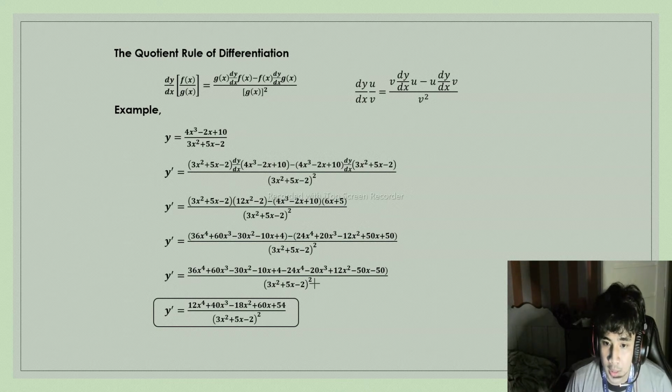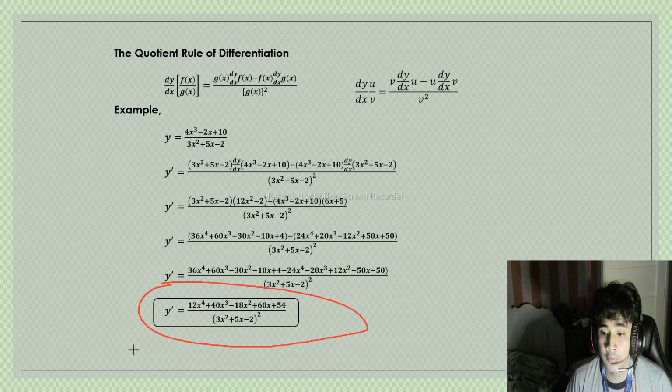So, ayan yun. Then, pagka nakuha mo na yung derivative, i-simplify mo. Tapos, pag may natira, that will be our final answer, which is 12x raised to 4 plus 40x cubed minus 18x squared plus 60x plus 54. And that will be our final answer.